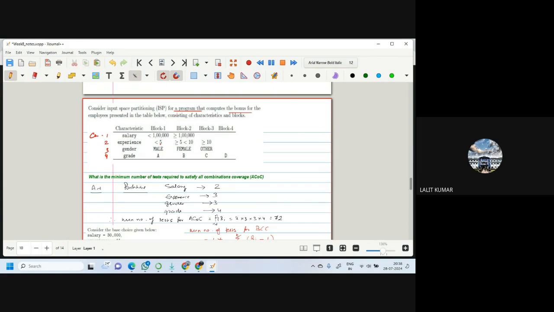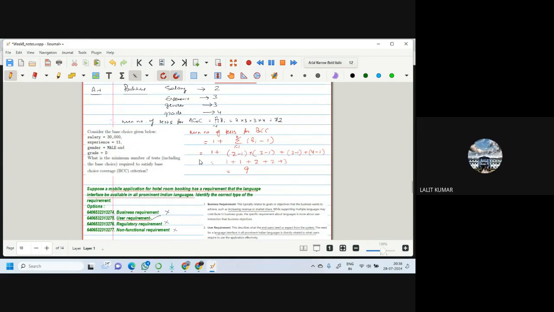Now, what is the minimum number of tests required to satisfy all combination coverage? Here we see 2, here 1, 2, 3, here 3, here 1, 2, 3, 4. So for ACoC it is multiplication: 2 times 3 is 6, times 3 is 18, times 4 is 72. Okay.